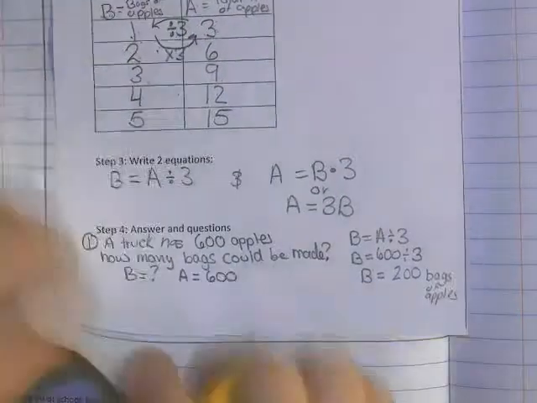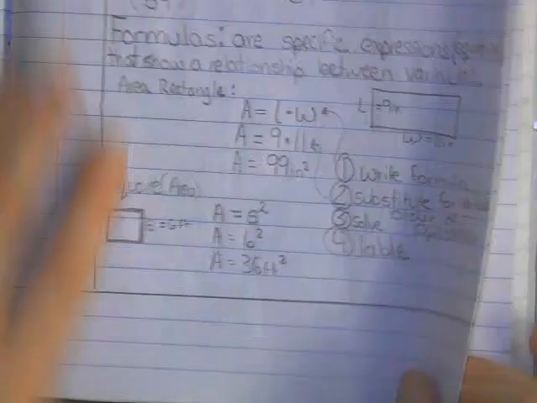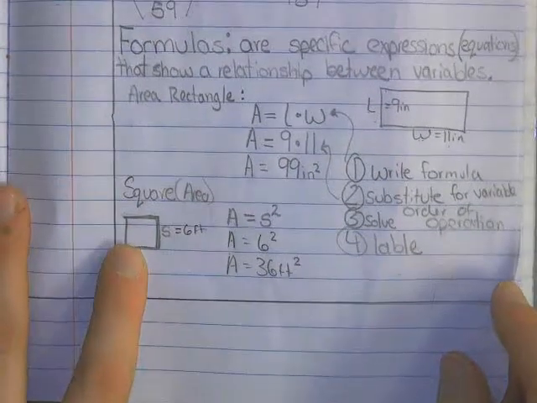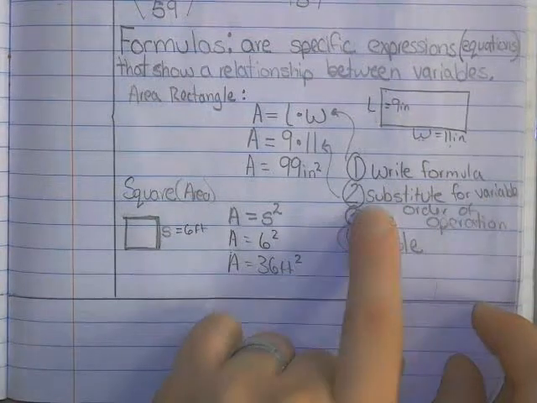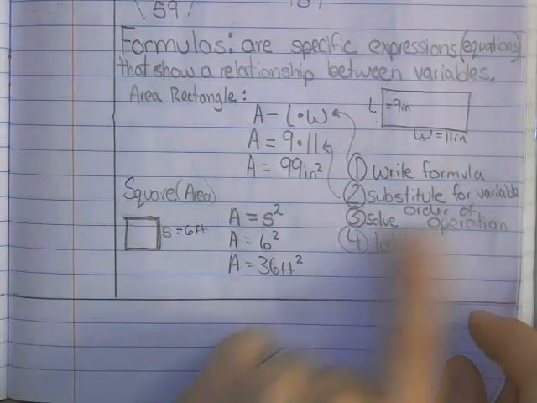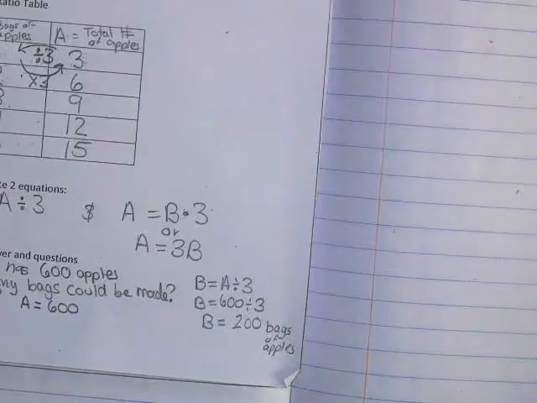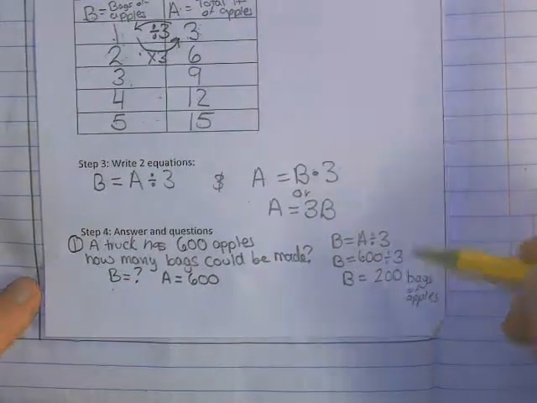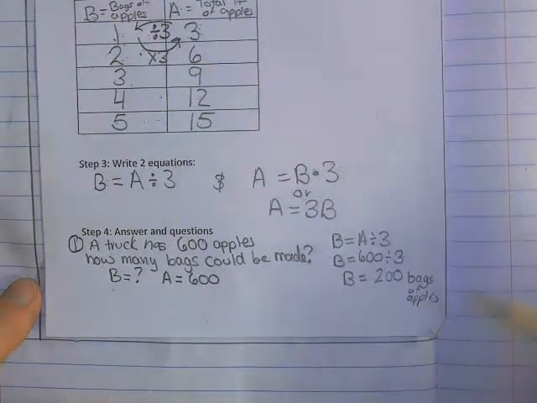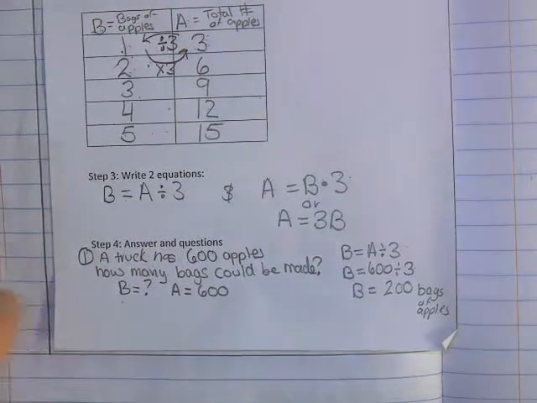Okay? If you go back a few pages to page 83, this is the same thing you did with the formulas. Remember our steps here? You needed to write the formula, you need to substitute, you need to solve, and label. Those 4 steps. That's exactly what I did right here. I wrote the formula or equation, I substituted, I solved, and then I labeled. Okay? So now, let's talk about another question.